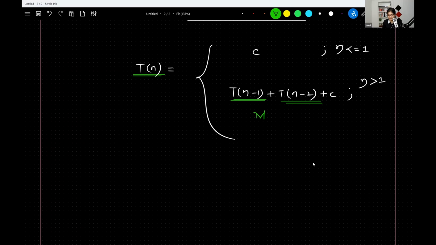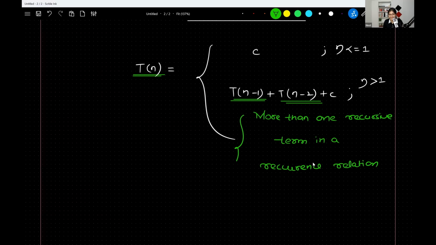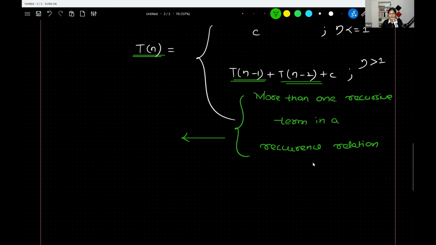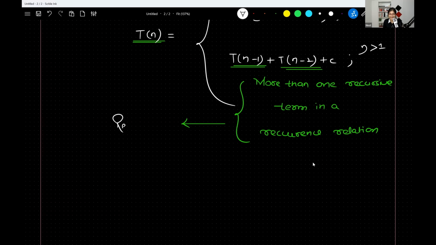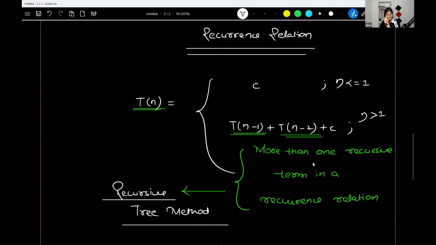And always remember, whenever we have more than one recursive term in a recurrence relation, in that case, we always go for only a single approach, which is the recursive tree method. Recursive tree method, right? So let's try to solve this particular problem via the recursive tree method.